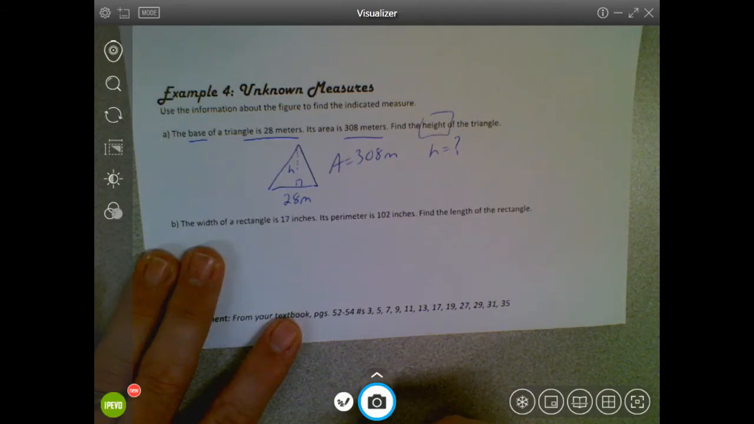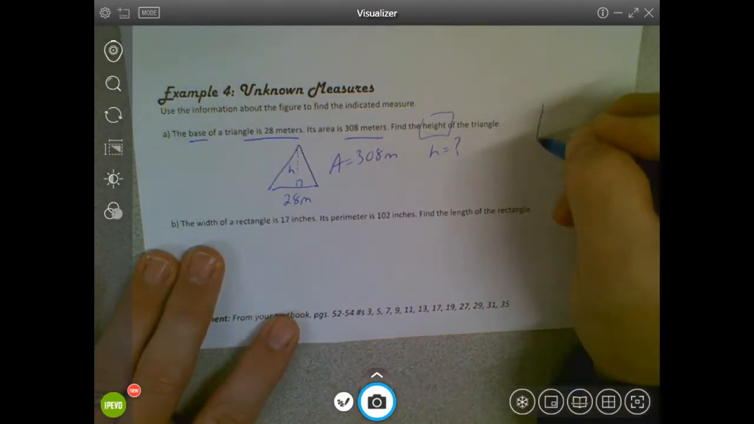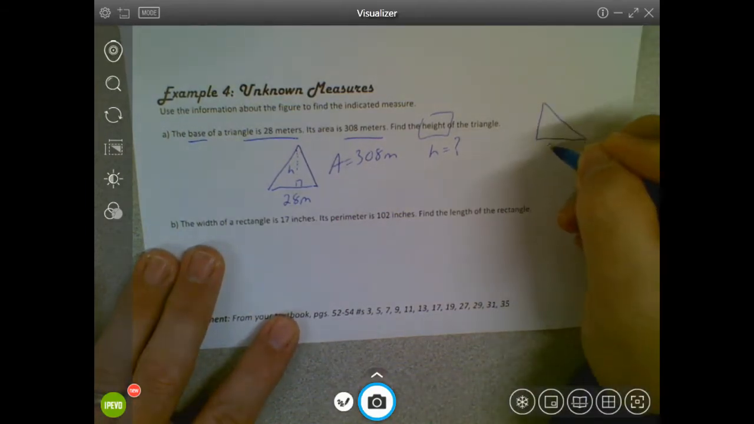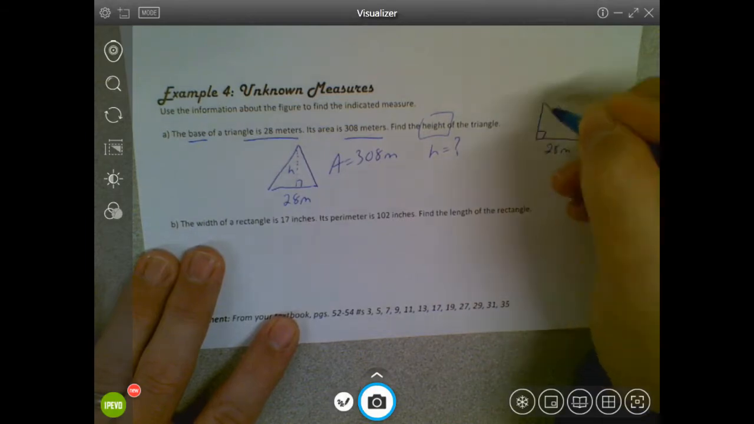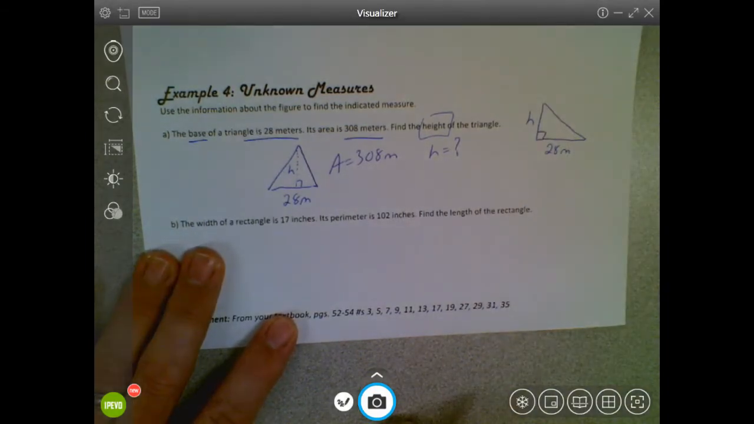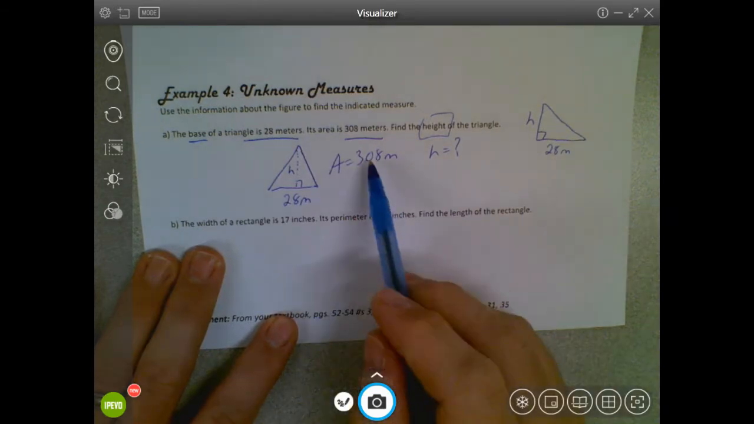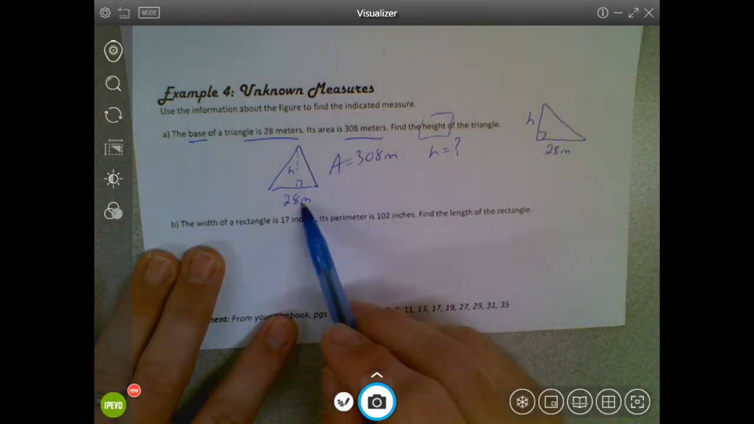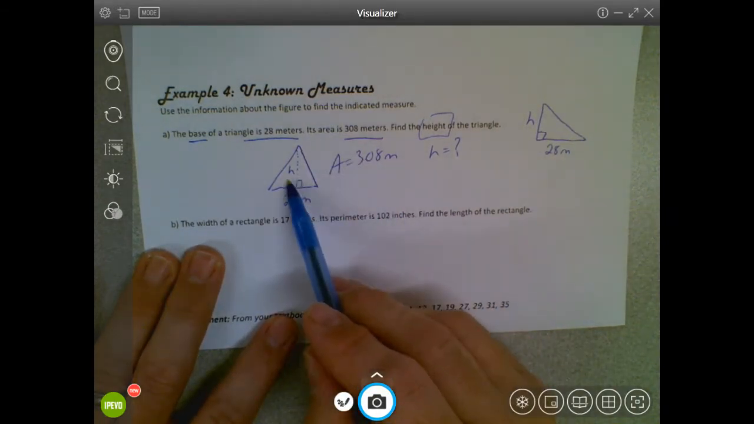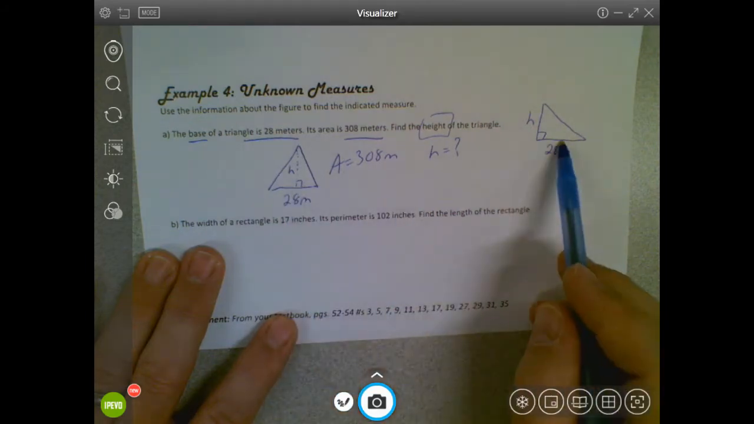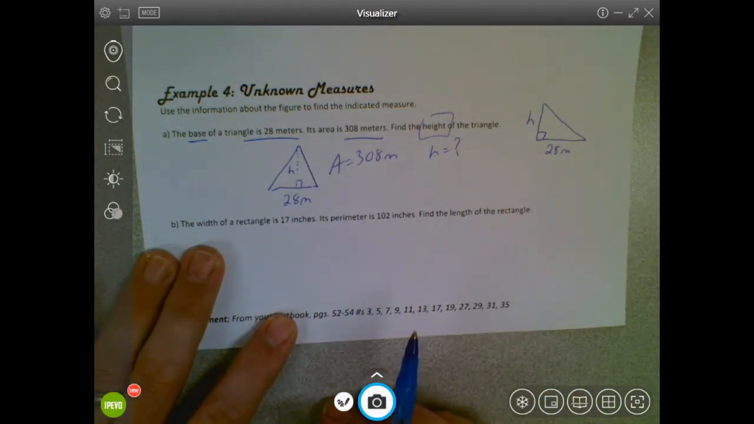Now you may not have drawn it that way. Maybe you drew it this way. Maybe you drew it as a right triangle and you put 28 meters here and you mark this as the height. That's okay. It doesn't make a difference because based on the information that's given, that's really all that's locked in. The actual shape, or orientation, I should say, of the triangle itself isn't really that important.